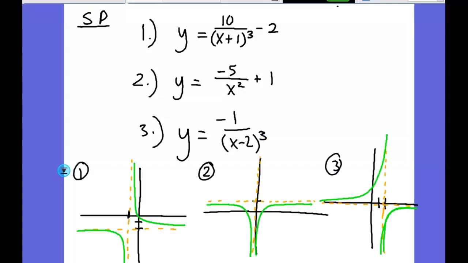Okay, so there's your guys' solutions there. For number 1, the vertical asymptote was -1, the horizontal asymptote was -2, and your shape, your green lines, are the graph shape that would look like that. Number 2, your horizontal asymptote was 1, your vertical was at 0, and the shape would look like that. Finally, number 3, your vertical asymptote was at positive 2. Your horizontal asymptote was 0 because it wasn't there, right? And the shape would be having the curve up here on the left and the curve down here on the bottom right. Okay?